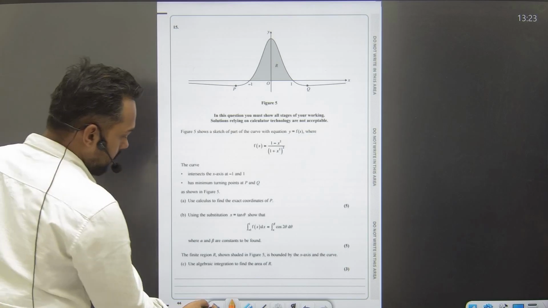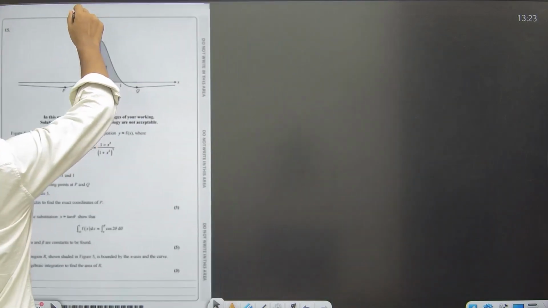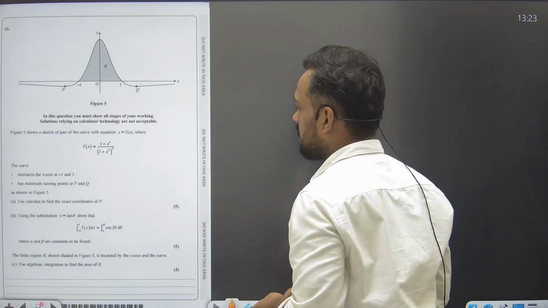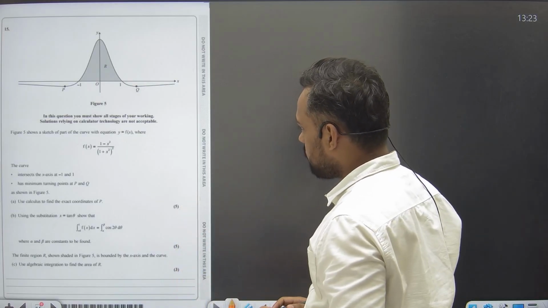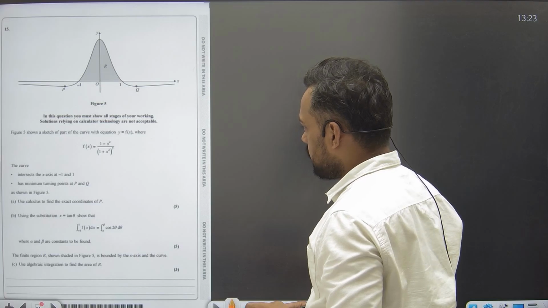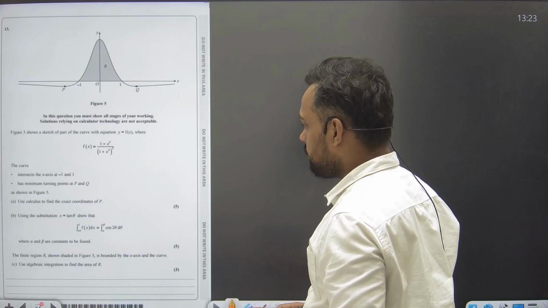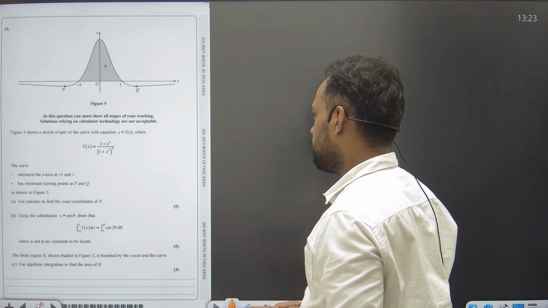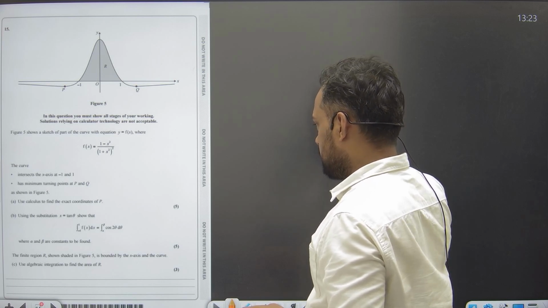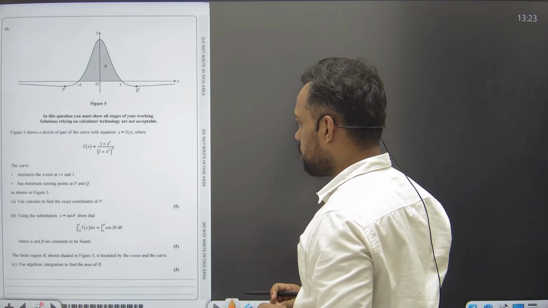Okay, comes to the last question. In the figure, they have given a sketch of part of the curve with equation. This curve intersects the x-axis at -1 and 1, and has minimum turning points at P and Q. Use calculus to find the exact coordinates of P.